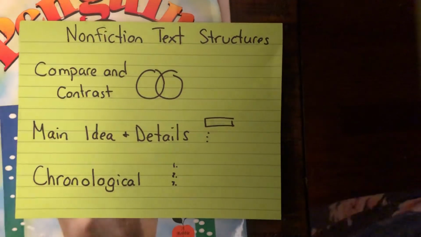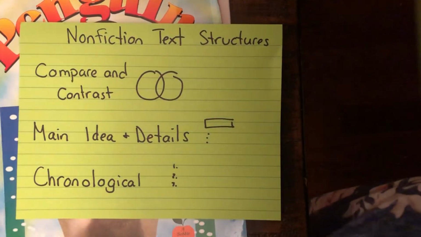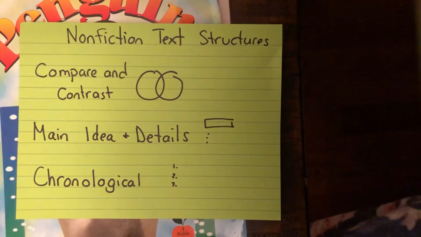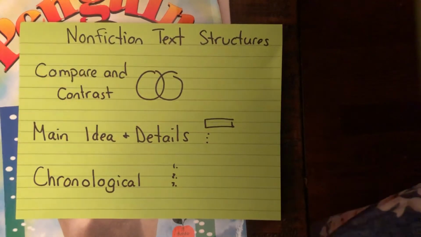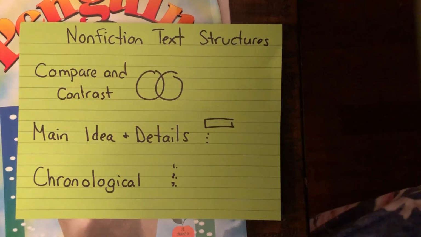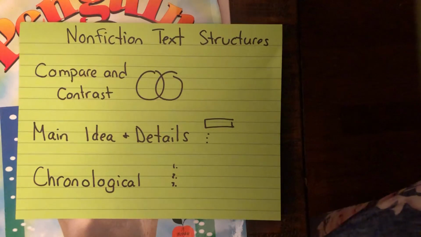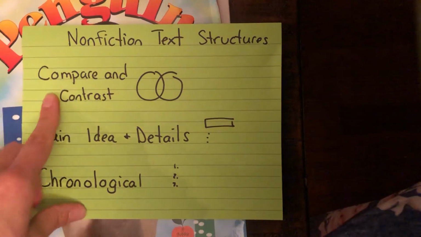Hi, boys and girls. Today I'm going to talk to you about note-taking based on different nonfiction text structures. So these are some examples of text structures. And when you're reading a nonfiction book, they have different structures that help you learn about that information. Here are some examples: comparing and contrasting.